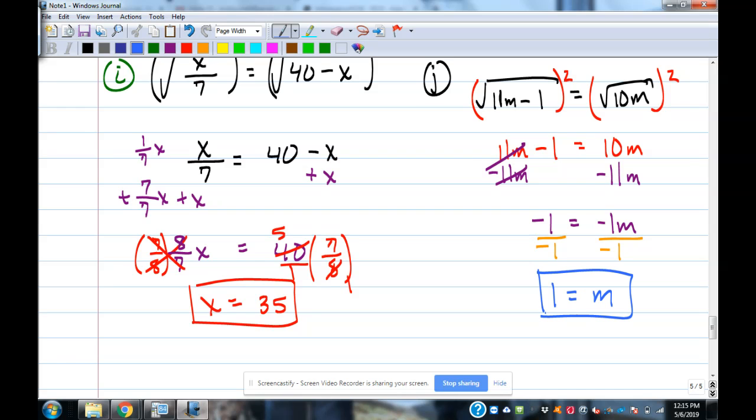Go back to the original and check that. 11 times 1 is 11, minus 1 is the square root of 10 on the left side. On the right side, 10 times 1 is 10. The square root of 10 equals the square root of 10. So that checks in there.